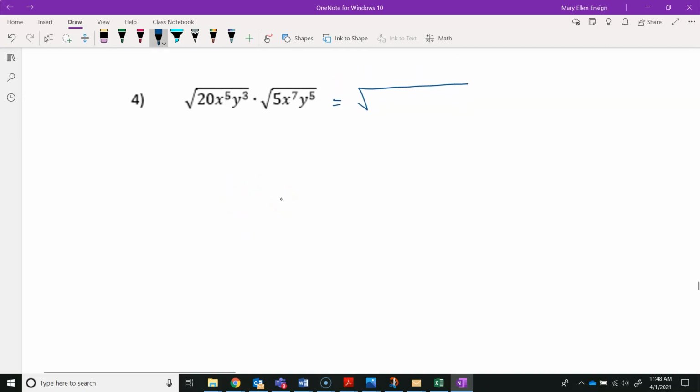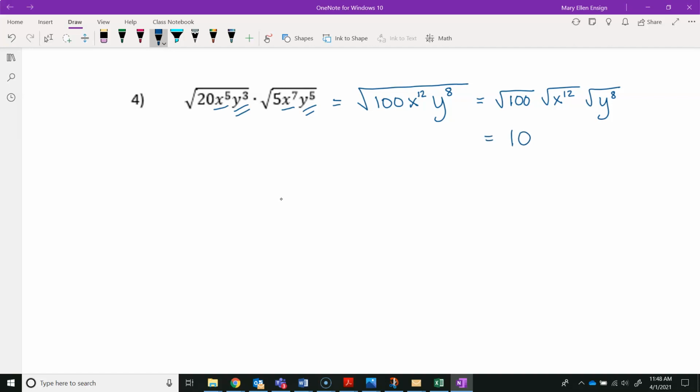So 20 times 5 is going to be 100. X to the 5th times x to the 7th is x to the 12th. Y to the 3rd times y to the 5th is y to the 8th. Okay, so let's just go back and make sure you see how I did that. I just multiplied my numbers, then my x's, I used the product rule, and my y's, I used the product rule. And they were both inside square roots, so my answer also has a square root. So if I look at the numbers I have now, the really good thing is that now I have 3 perfect squares. I have radical 100, I have radical x to the 12th, and I have radical y to the 8th.